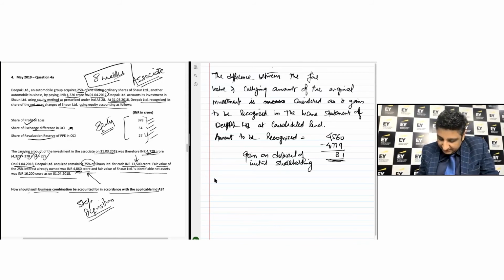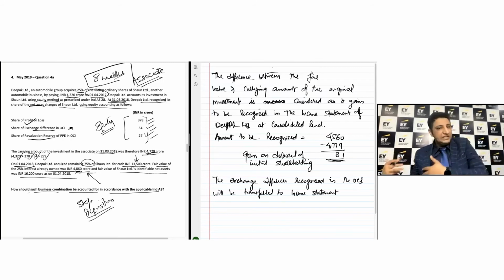So even this gain, exchange difference, recognized in the OCI will be transferred to income statement, right? Because it's practically a disposal of the initial stake in that associate. So that becomes a realized profit.